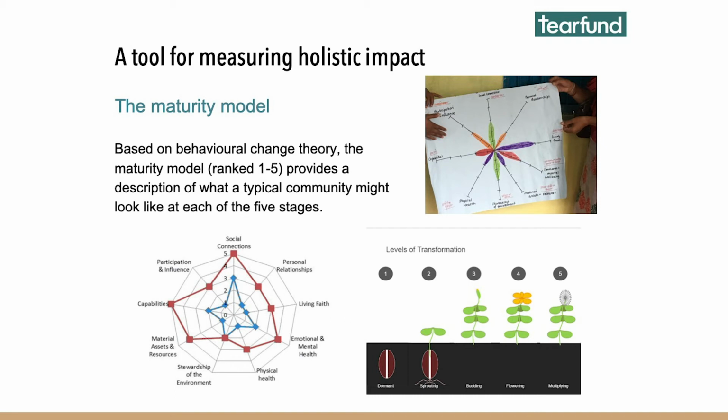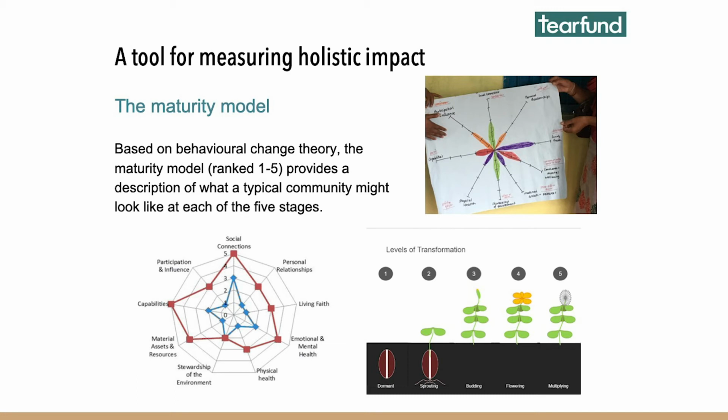And we try and make this maturity model as visual and creative as possible for communities to really understand and get to grips with it themselves. So you can see there the imagery of a blossoming flower, with level 1 being a dormant seed, through to level 5, which is a pollinating flower, which is a fully strengthened community.